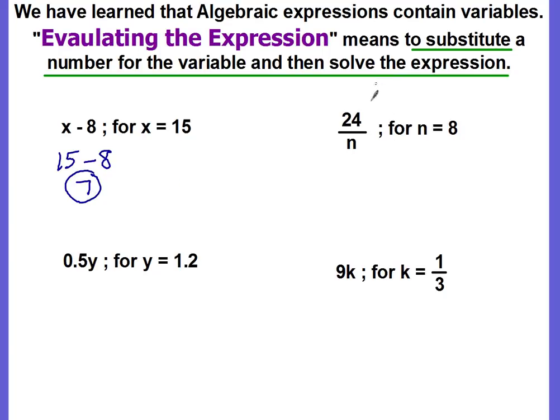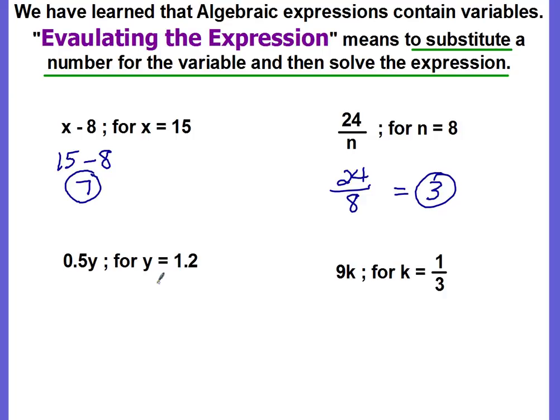Come over to our next one. 24 divided by n. We want to evaluate this expression if n were 8. So we're going to rewrite it. And I'm going to be specific. I know you can do this in your head. That's not the point. The point is for you to show that you know what it means to evaluate the expression, that you know that you need to substitute 8 for n. So I want to see you rewriting the expression 24 divided by, and instead of n, we substitute the 8. Then just do the math. 24 divided by 8 equals 3.